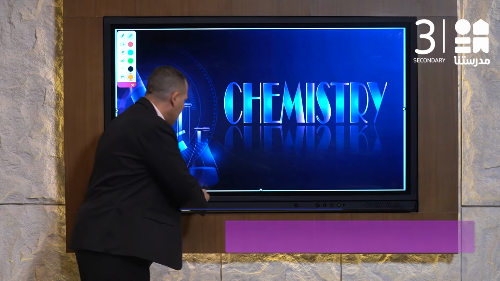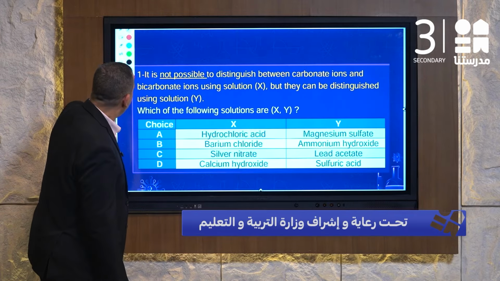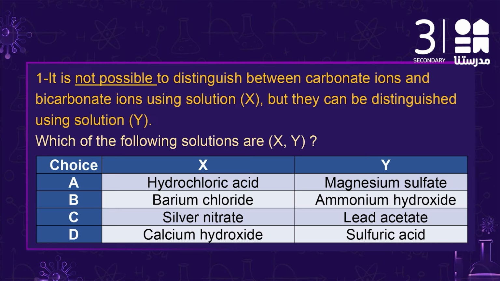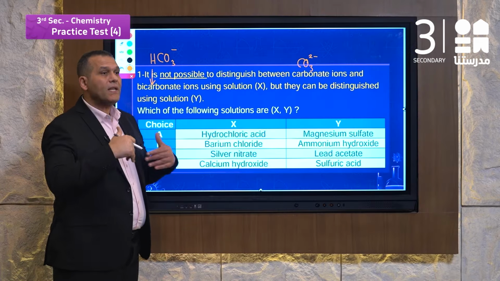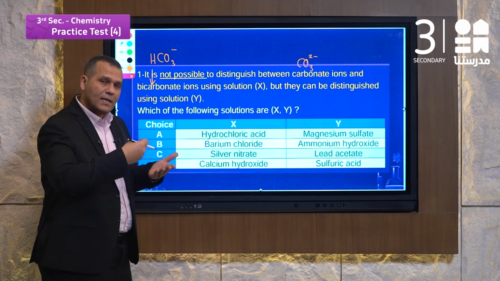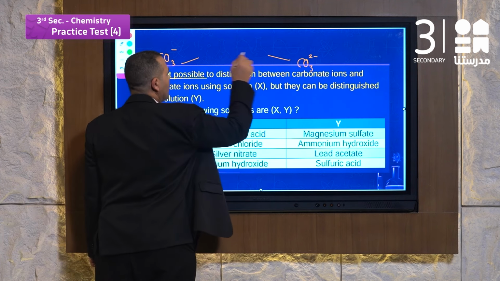تعالوا النهارده مع بعض نحل موديل اكزام جديد in chemistry. First question بيقول ايه؟ It's not possible to distinguish between carbonate and bicarbonate. Carbonate CO3 2-, and bicarbonate HCO3 negative. Two anions derived from carbonic acid, a very weak acid, can be replaced by any other more stable acid. And carbon dioxide gas evolves in both cases.